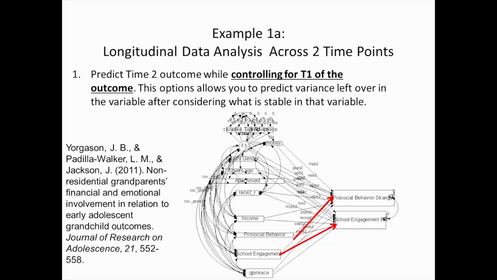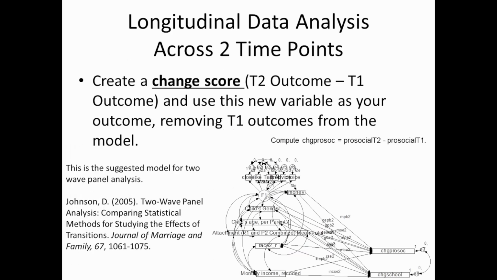This is an example of the first approach where you're predicting time 2 with time 1. You notice the red arrows suggesting the stability of school engagement over time or pro-social behavior over time. In this model, we're predicting time 2 with these other predictors while controlling for time 1 in our outcome. For the change score, using the same model, only switching out time 1 and time 2 of our outcome, we would simply put in this new variable and predict it instead.